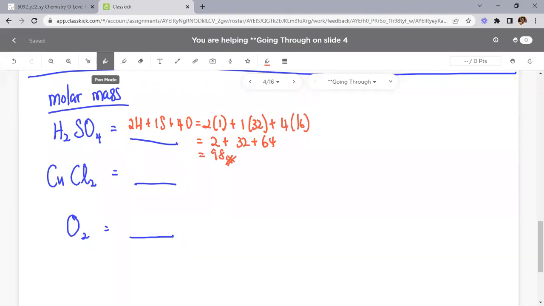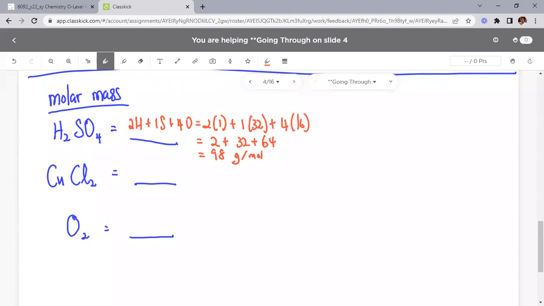Okay, so those who get it, good. Those who don't get it, please go and revisit how you calculate relative molecular mass. Now, instead of writing 98, because this is molar mass, I can't stop here. Because this is molar mass, it has units. The units will be 98 grams per mole, which means that 1 mole of H2SO4 will be 98 grams.